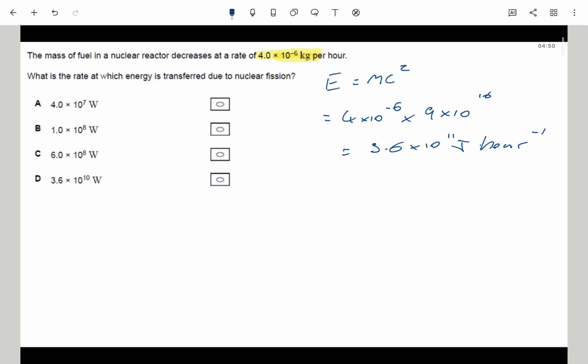So rather than hours, we need to do seconds, because that's what power is, energy transferred per second. So the way to do that is just to divide by the number of seconds in an hour, which is 60 times 60, 3,600 seconds. So if you put that in your calculator, that'll give you the rate at which energy is transferred due to nuclear fission. And that gives you 100 megawatts, or 1 times 10 to the power of 8 watts. So that's B.